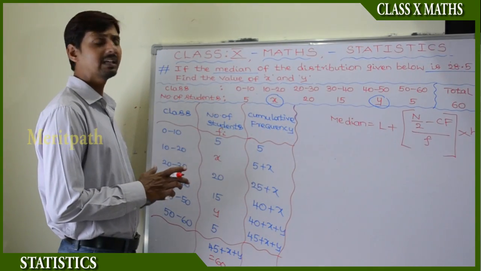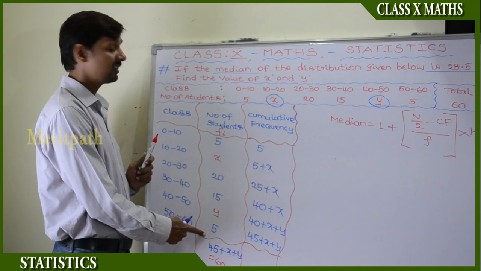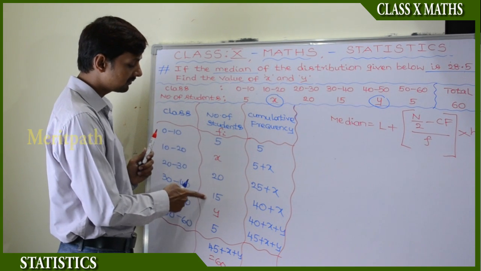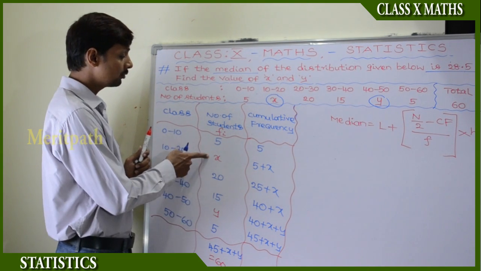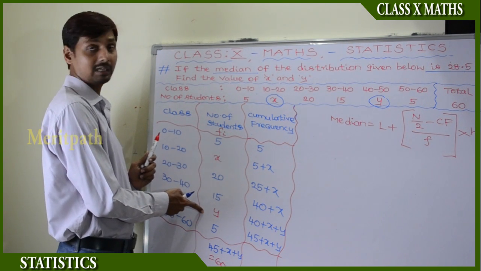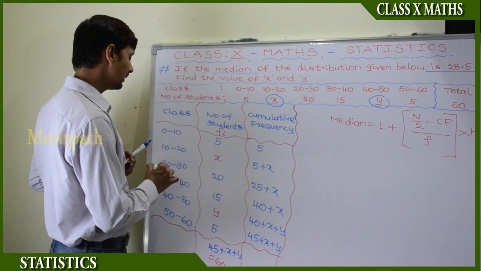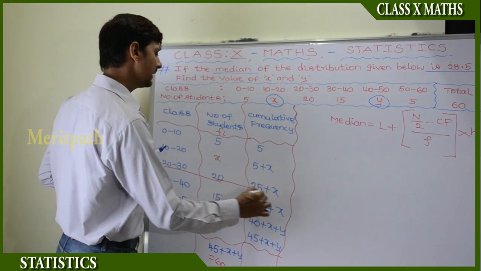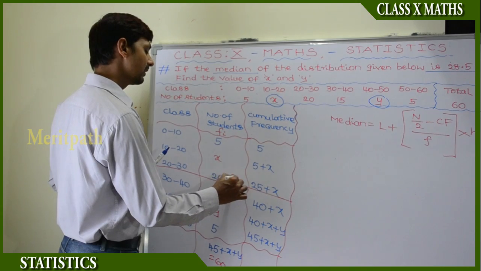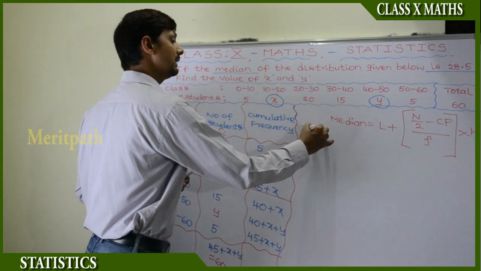So frequency of the median class is nothing but the highest frequency among the median class. So let's find out here. Highest frequencies are 5, 20, 50 and 5. Here we don't know the values of x and y. Let's take the values that are there, and among those the highest value is 20. So let's underline the 20. 20 is the frequency of the median class. So small f is equal to 20.